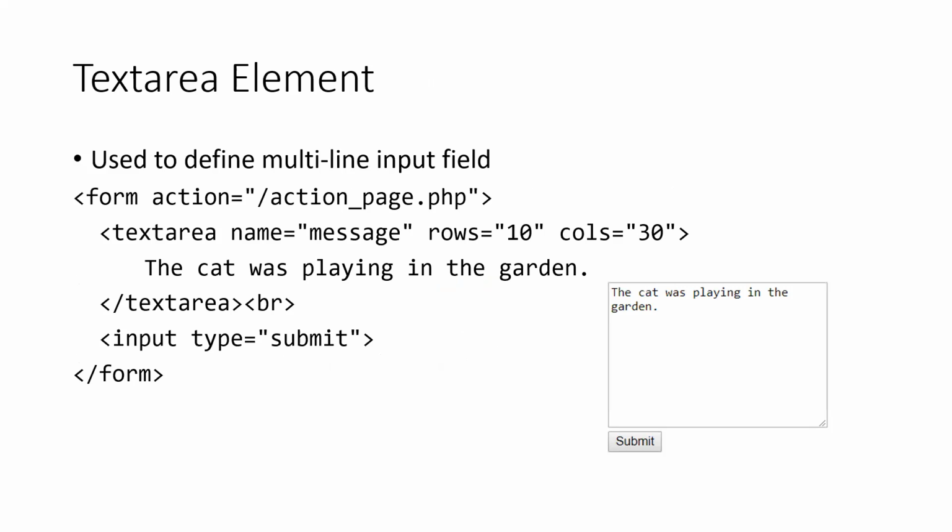Then we will have a text area. When you want to insert a detailed answer, you can define what we call a multi-line input field, and this is used to take that message. So we have specified the text area as 10 rows and 30 columns.